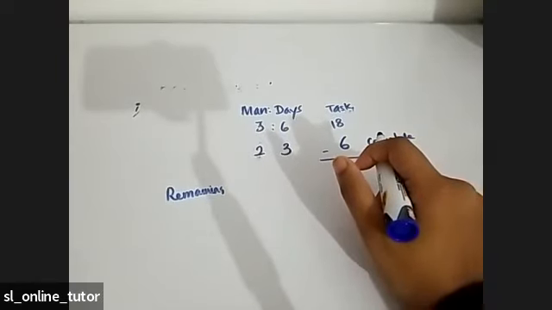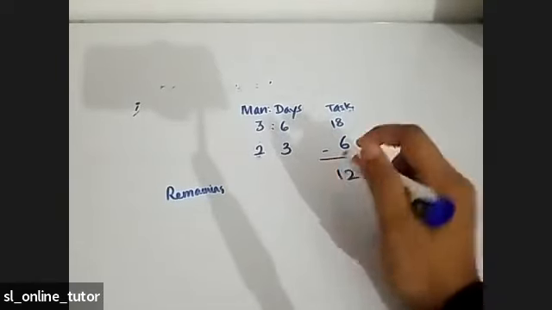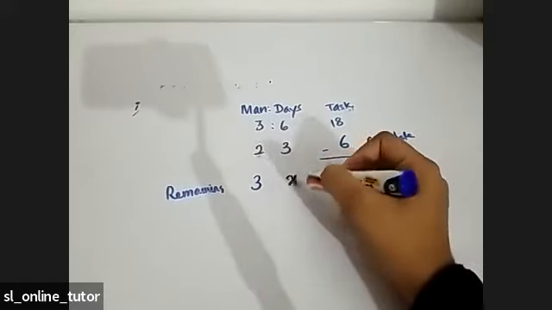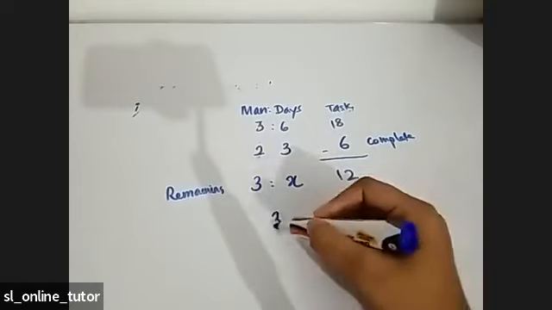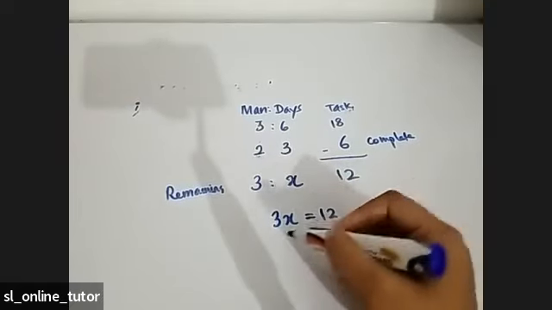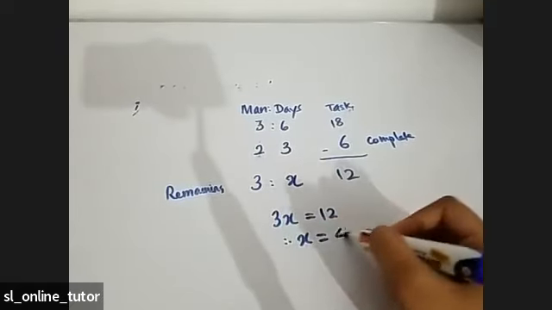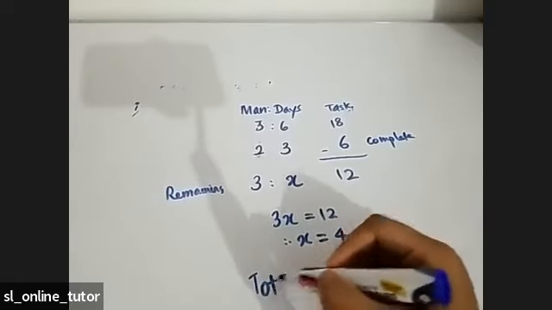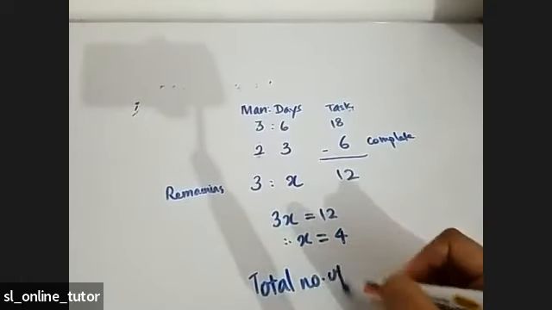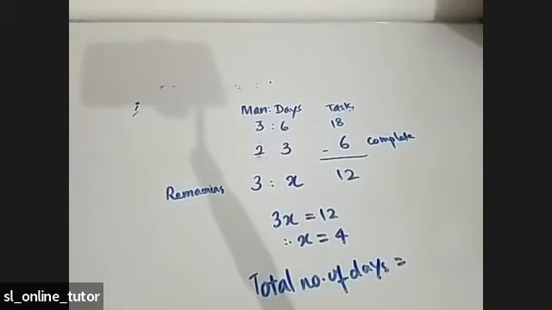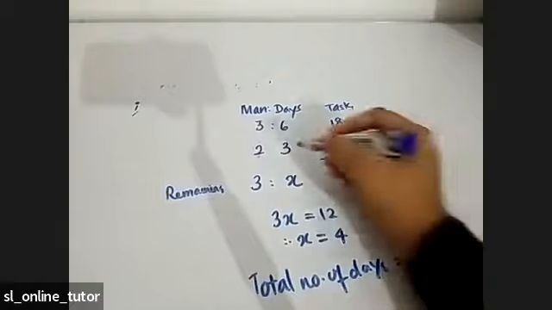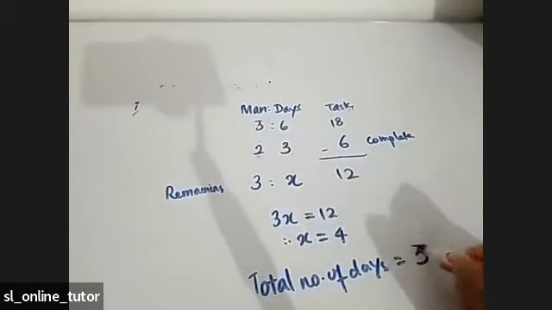Then how can we find it? 3 men are there. How many days are needed? That's what we want to find. So 3x is equal to 12. Therefore, x is equal to 4. So the total number of days is this 4 and this 3. Already 3 days of work completed and 4 extra days required, 7 days. 1 week.